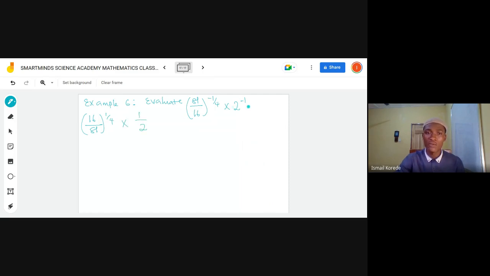That's 2 raised to the power negative 1. So expressing 16 in index form, I have 2 to the power of 4 times 1 over 4, over 81 as 3 to the power of 4 times 1 over 4, times 1 over 2. 4 cancels out 4, 4 cancels out 4. So I have 2 over 3 times 1 over 2. 2 cancels 2. So I have my answer to be 1 over 3. That's my final answer.